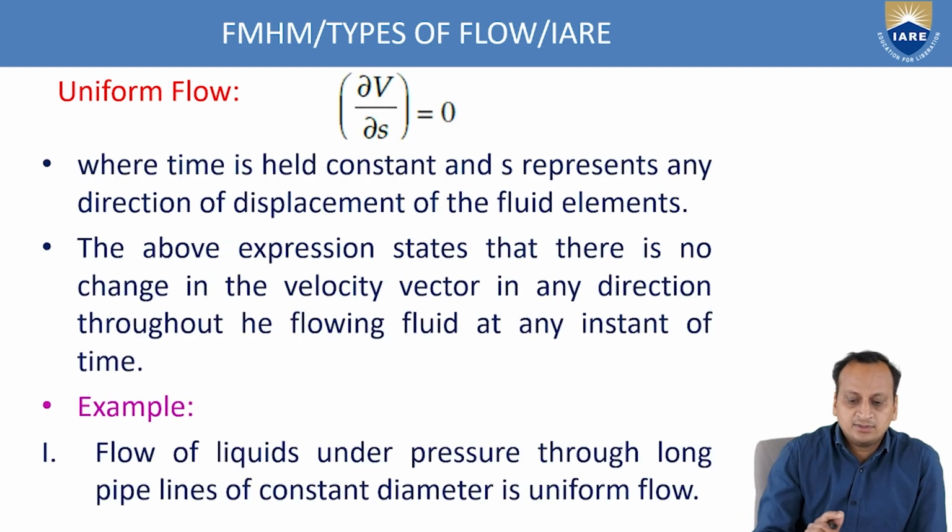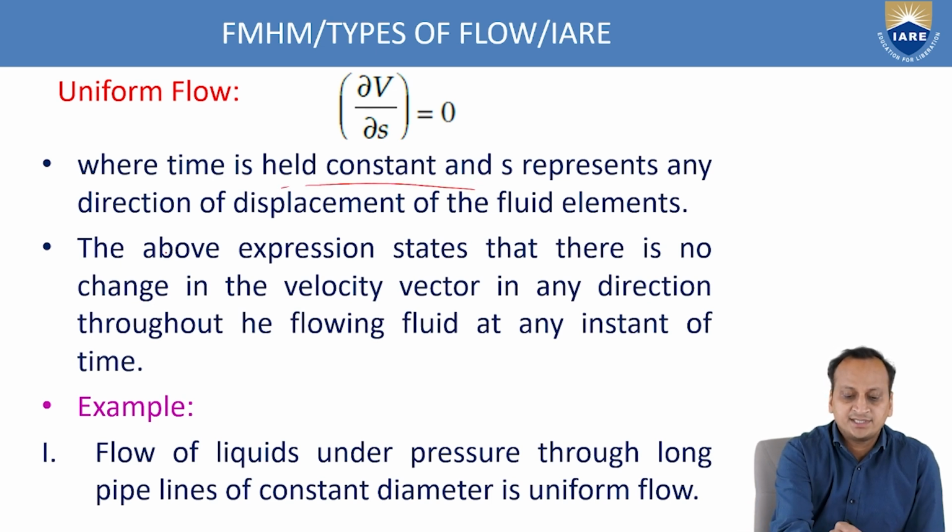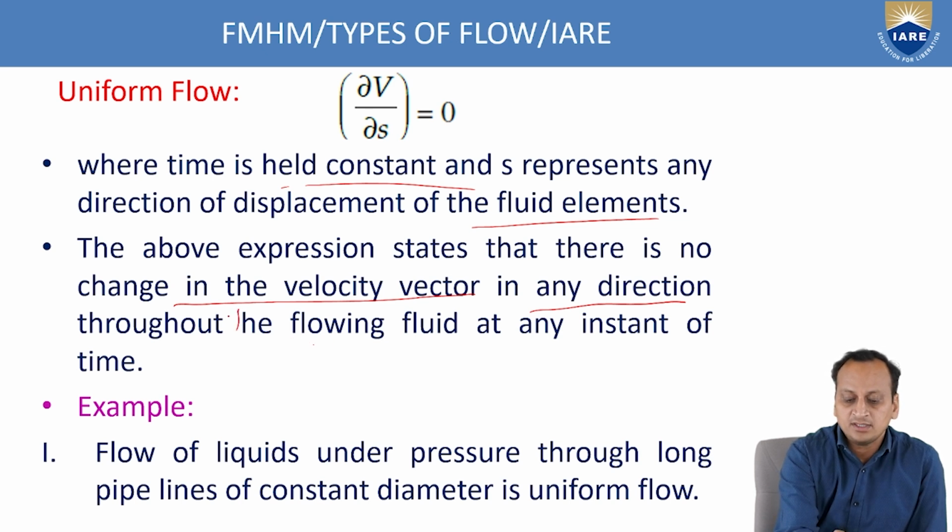The uniform flow will be where ∂V/∂s is constant, and s represents any direction of displacement of the fluid element. It states that there is no change in the velocity vector in any direction throughout the flowing fluid at any instant of time.